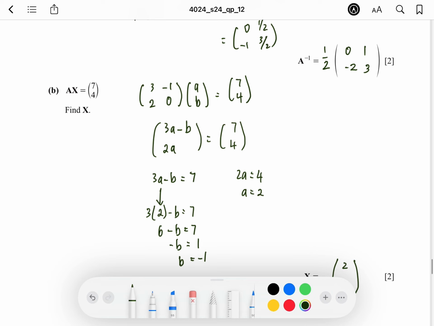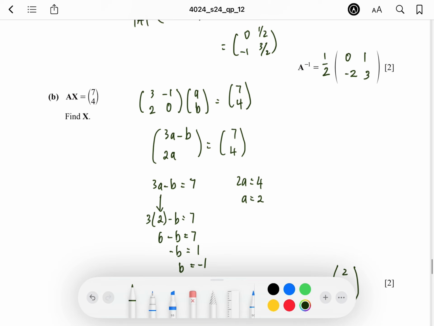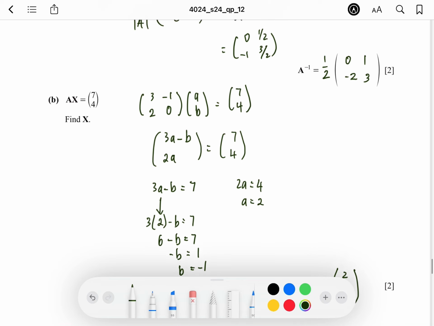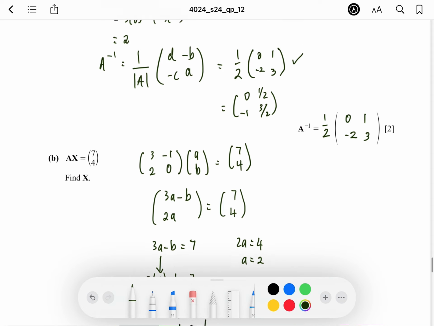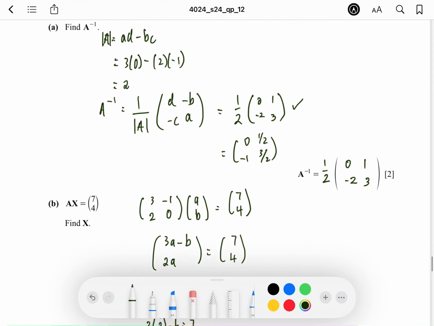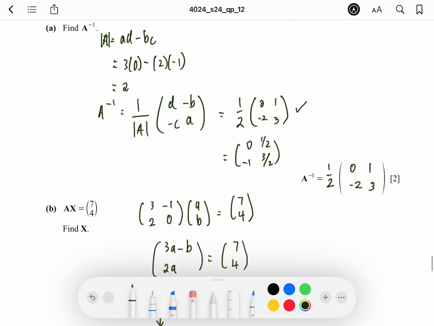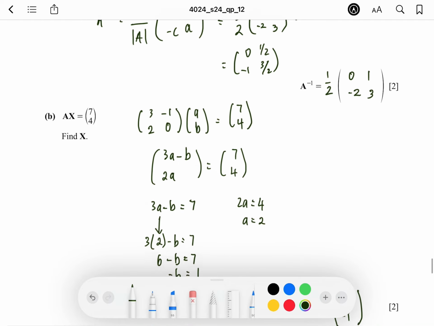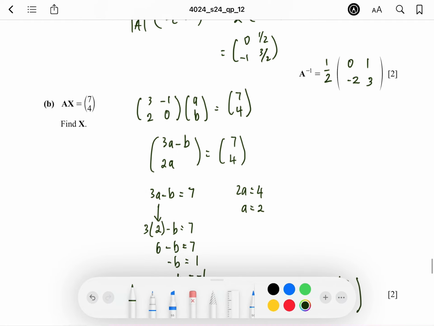Okay, now let me show you another method as well. Why in this question, dia kena tanya to find the inverse. You can apply it as well when you want to find x here. So another thing, it is given that AX is equal to 7, 4.